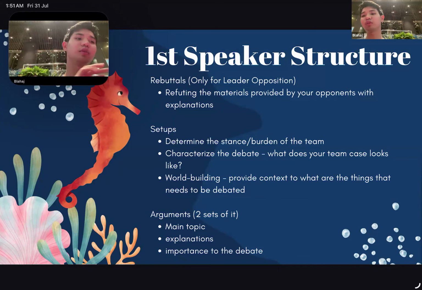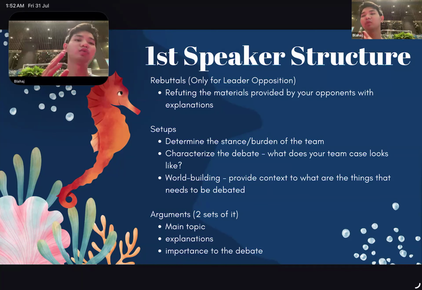Secondly, the most important thing that every first speaker should do is to always characterize the debate, which means bringing some context of what the debate is about from your side. A question you can ask yourself is, what does your team's case look like and what are you trying to show the judges that you are arguing about.